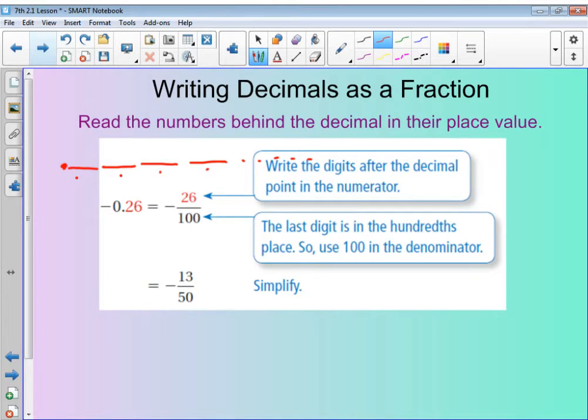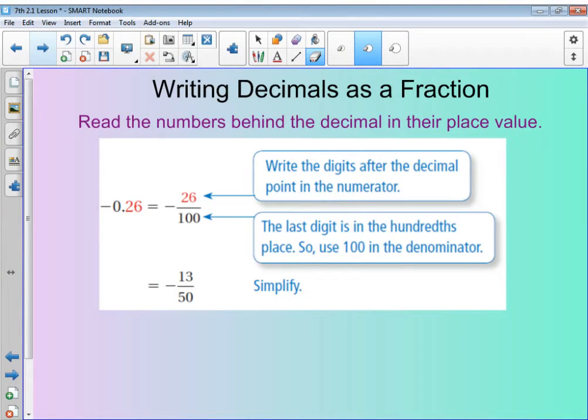Some of you do, and that's awesome. You can go ahead and use that skill. But some of you don't, and I don't want that to be what deters you from being successful at this concept. So the first step: when I look at this negative 0.26, I would read that as 26 hundredths. And those of you that can read this decimal number are really saying the fraction anyway.